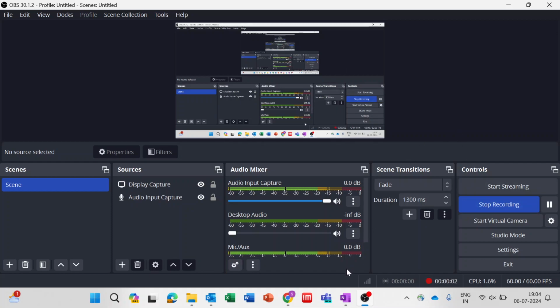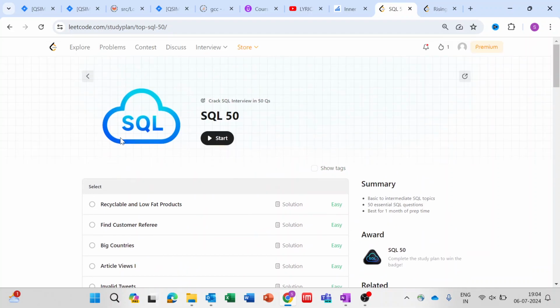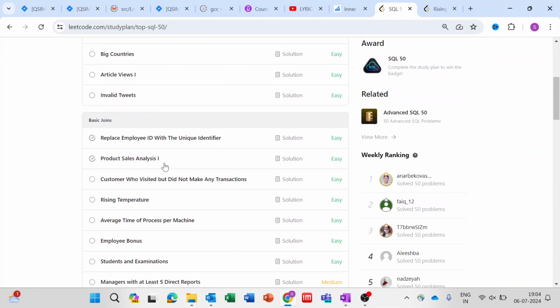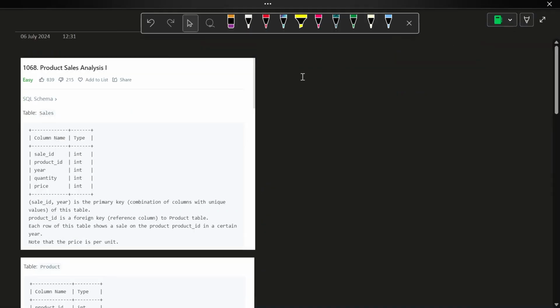Hi, in this one we discuss the second problem of our basic joins from the LeetCode SQL 50 series. Okay, so what is the problem? The problem is Product Sales Analysis 1. Right, so what does the problem state?